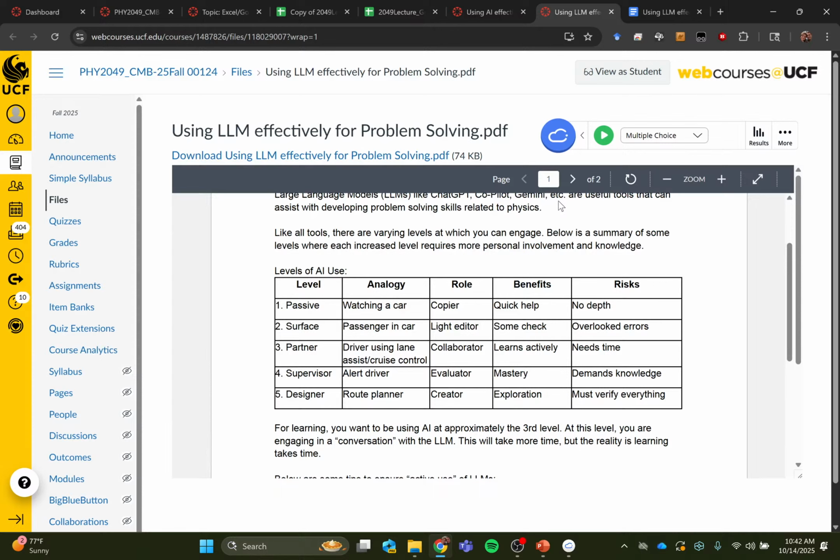I want you all in the third level, and this is what I want to prepare you all for, and that's the purpose of this assignment. How do you use it as a learner? How do you actively engage with it? How do you make it so that you are the one actually doing the work, but you're utilizing it to assist you? So think of all the things in your car, lane assist, cruise control, things like that.